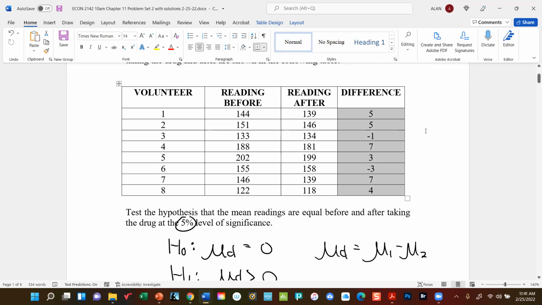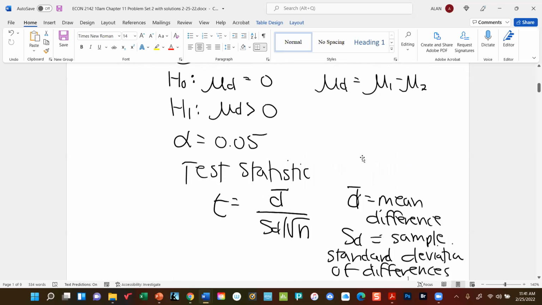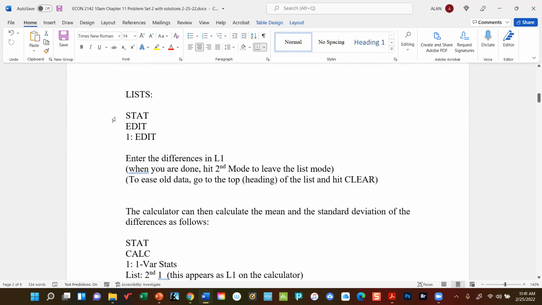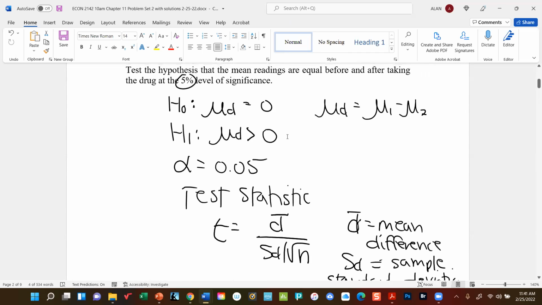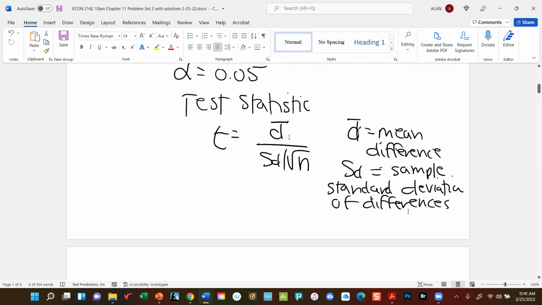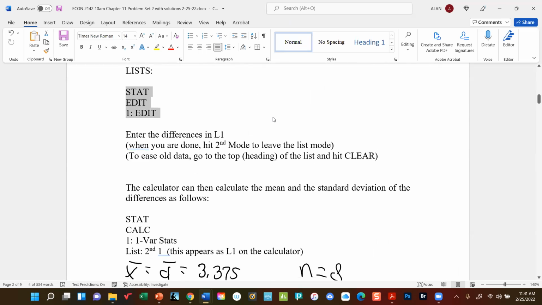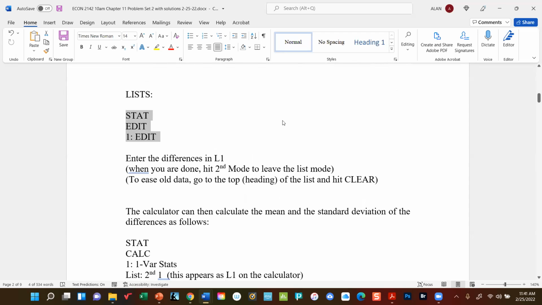Okay, so if you forgot how that works, what you're going to do is Stat, Edit, go into list 1 with your arrow key. First though, if there's old data there, go to the top with the arrow key and hit the Clear button, and that'll erase everything. Once that's done, type in these numbers, and in order to get out of this mode, you have to hit 2nd, Mode, okay, to get out of the list mode.